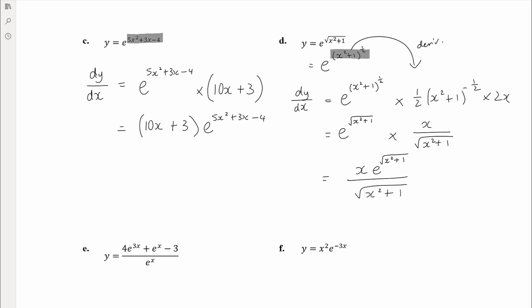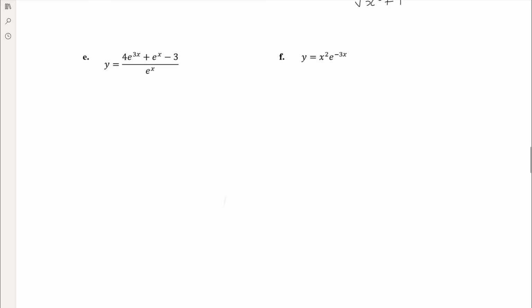Generally speaking, the more steps you do, the more likely you are to make mistakes, so just be careful about not overdoing it too much. Okay, part E, we've got a quotient of two exponential functions. However, we should be able to simplify this function so that we don't need to use the quotient rule.